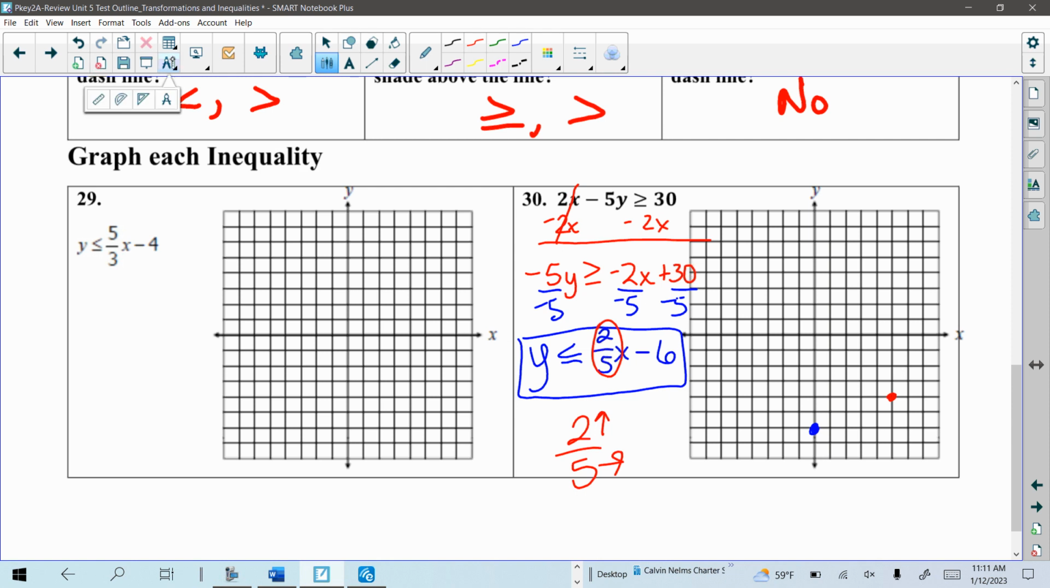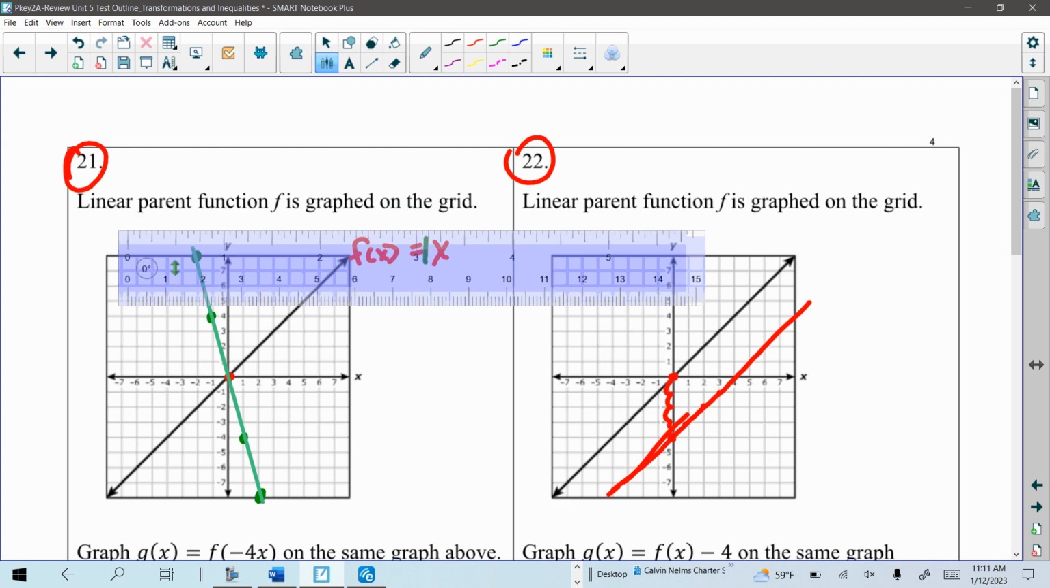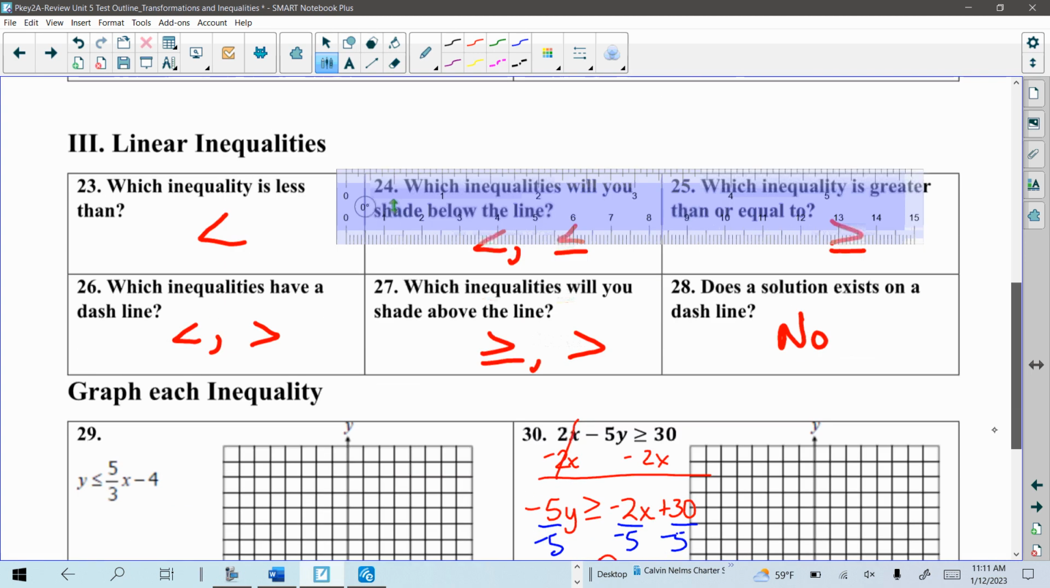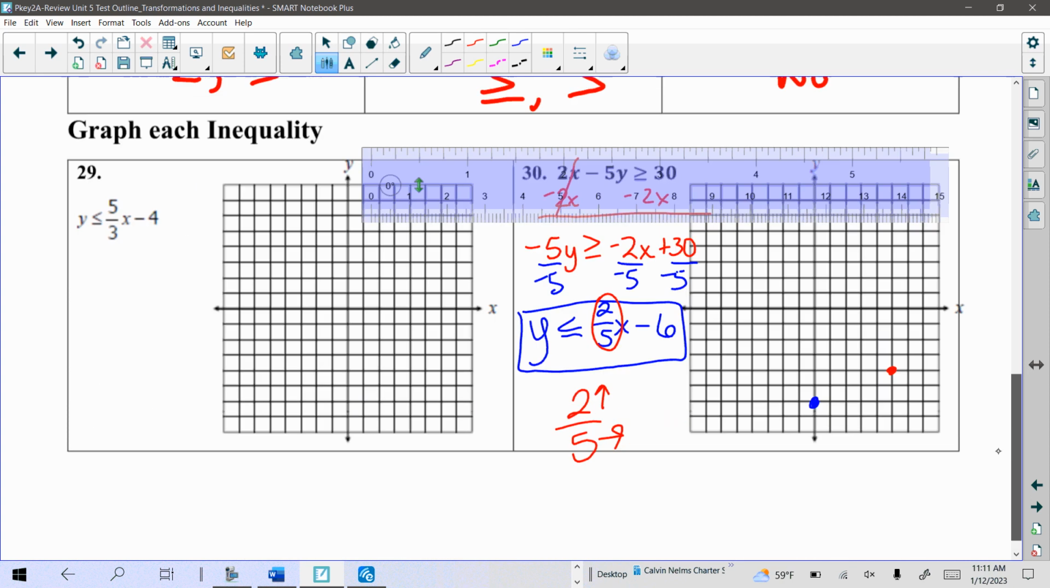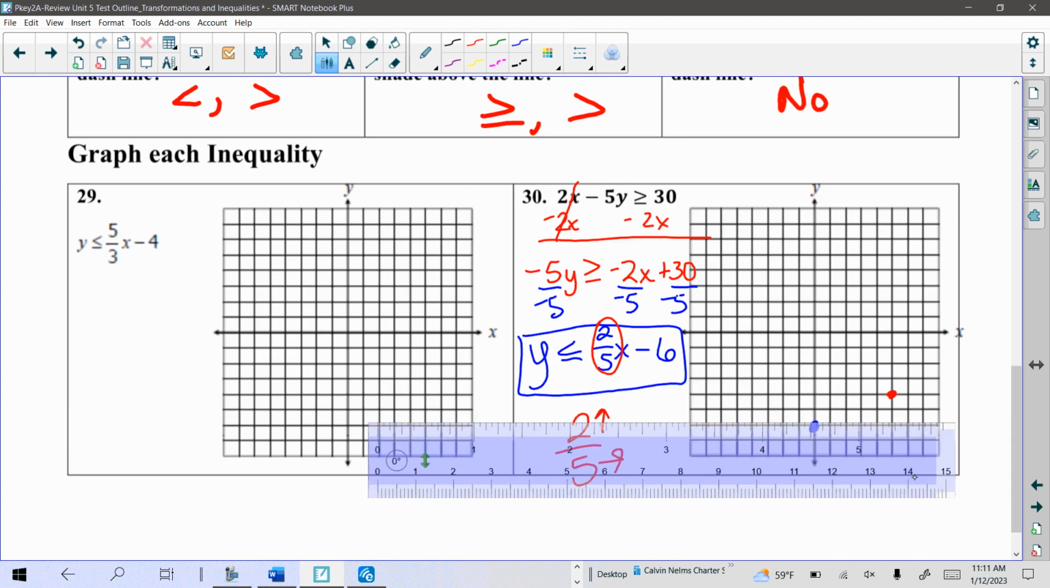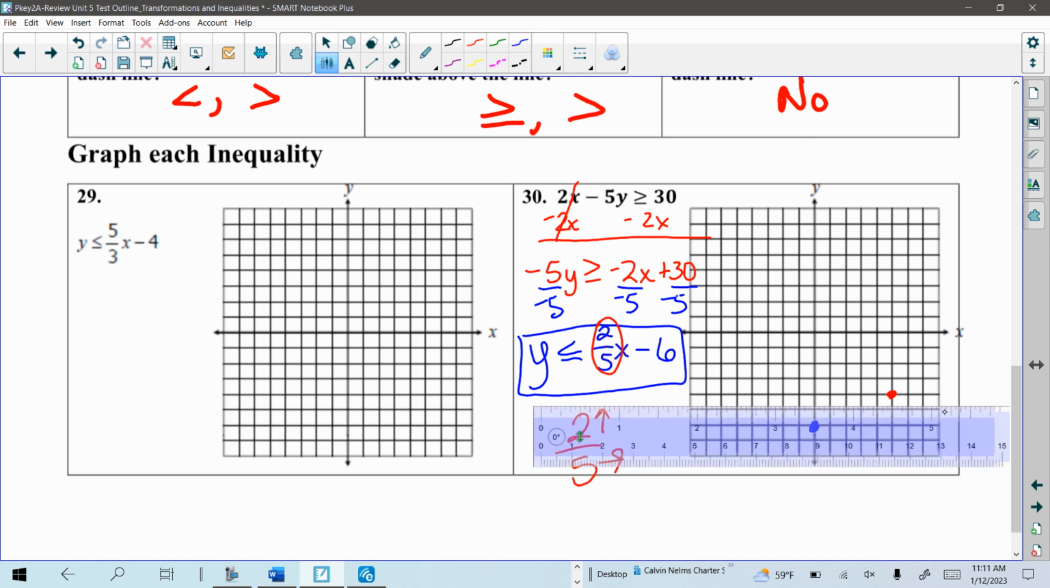All right, so I get my ruler. It's way up here. And we're gonna line it up.